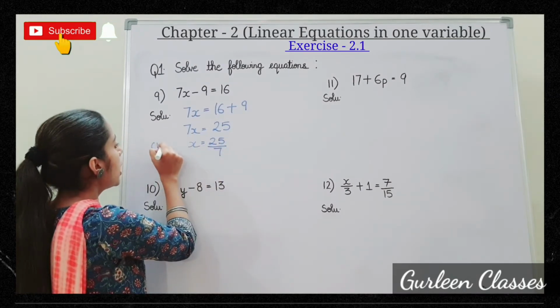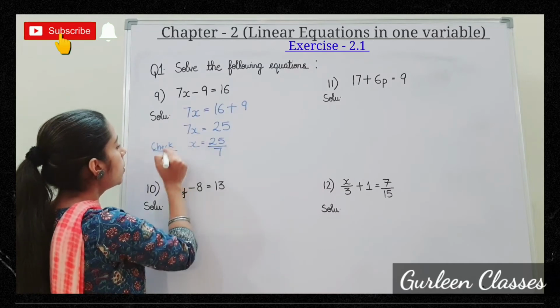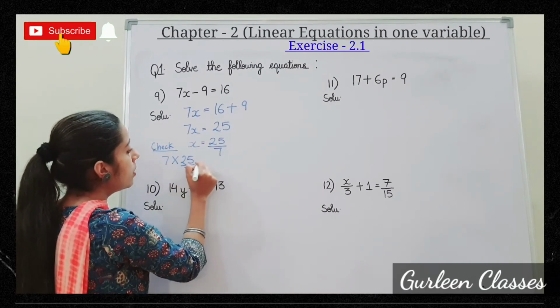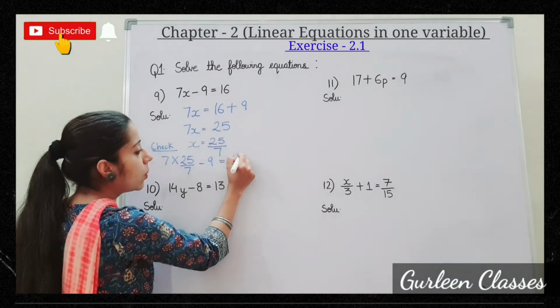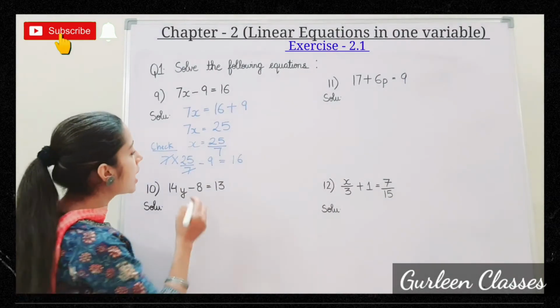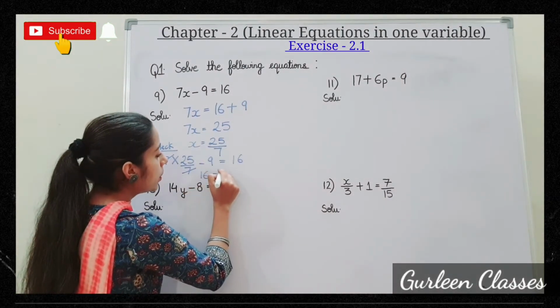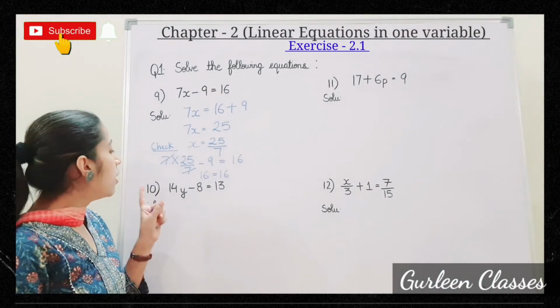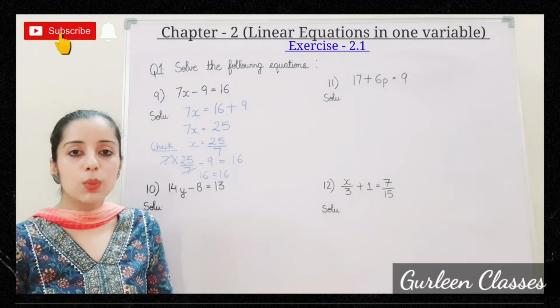So let us check. Substitute the value. 7 into 25 upon 7 minus 9 is equal to 16. 7 cancel. 25 minus 9. 16 is equal to 16. Hence verified.